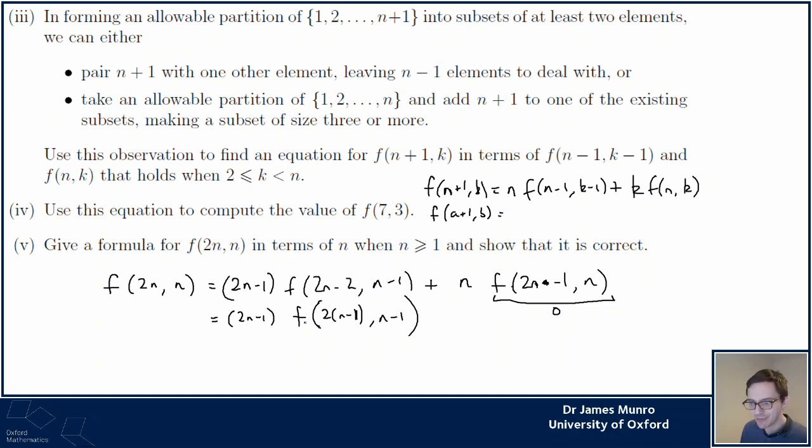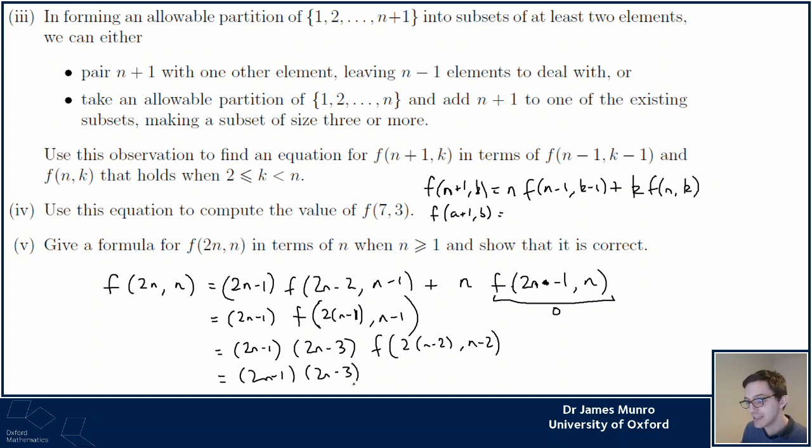So once again, this number I'm calculating over here is a bit like the number I started with. One of the inputs is twice as big as the other. So I can repeat this process. This says that I get 2n minus 1 times, and then 2n minus 3 out. And these will go down by 1 again, repeating that process. And I can keep repeating the process until I get all the way down.